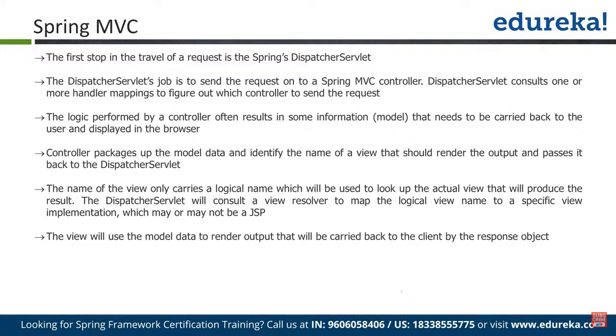Now the dispatcher servlet invokes the view resolver. And the view resolver's job is to identify which JSP is going to be invoked. So the view will use the model data to render output that will be carried back to the client by the response object. This is how your Spring request flows from start to end.